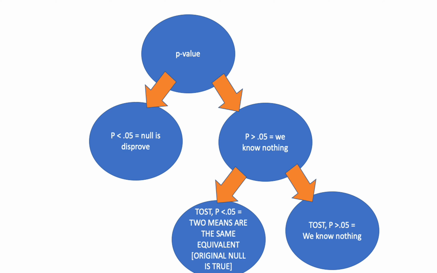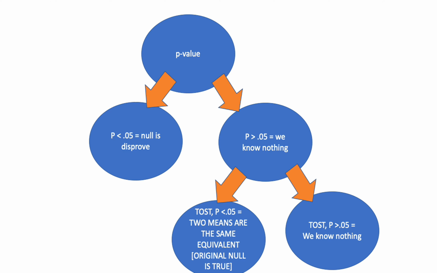It's pretty useless, frankly. There are times when scientists are going to have to be able to say two means are identical or nearly identical. And this is where the TOST test comes in. After we find a non-significant p-value in a regular t-test, we run the TOST test. And if we find a significant p-value on our TOST test, then we can say that the two means we're interested in are identical.